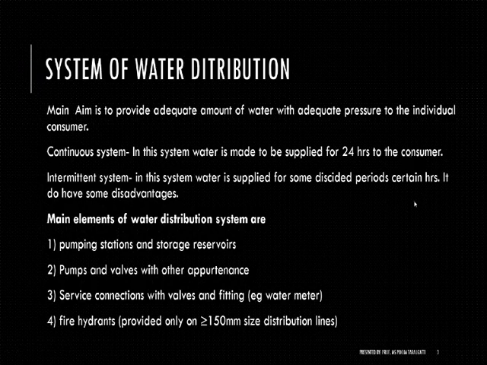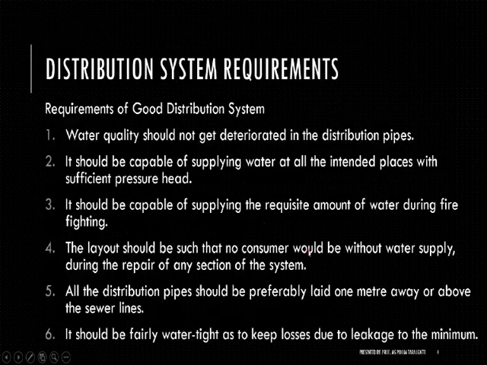Now, what are the different main elements that your water distribution system will have? First are pumping stations and storage reservoirs, that we will see afterwards, then pumps and valves with other appurtenances. This we have already covered in the last lectures. Pumps we have covered, and the valves for pumps we have already covered in the last unit itself. Next is service connections, mainly water meters. Next one is fire hydrants. So clubbing these four different elements together, you get your water distribution system.